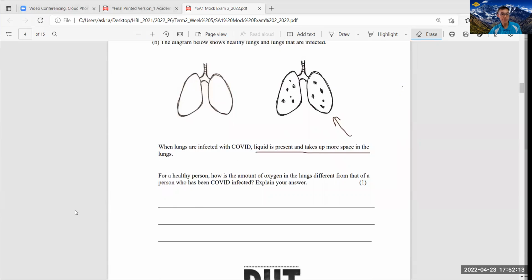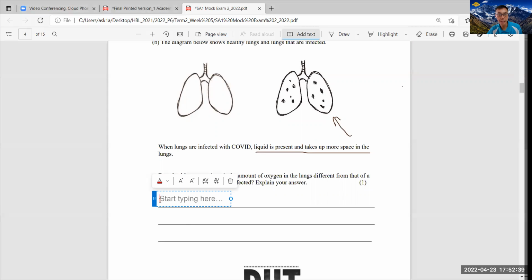So for this question, you should say that, okay, because liquid is present, and liquid is matter, right? It has definite volume and will take up space in the lungs. So if the lungs are infected, a lesser amount of oxygen can be absorbed by the person. Okay, because they ask you how the amount of oxygen is different. So for your answer, you should present it in this manner.